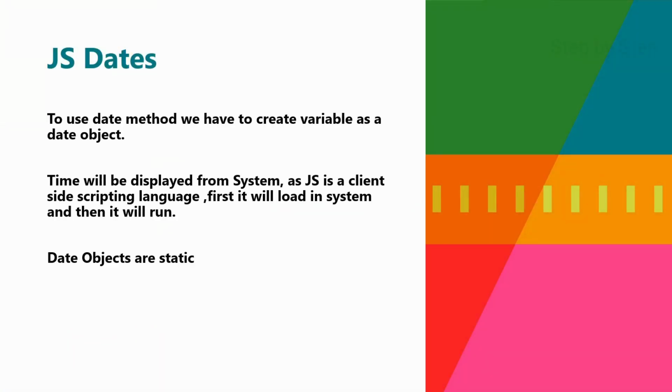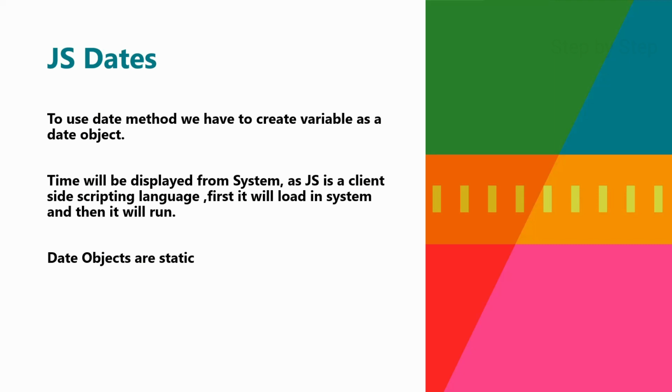So in JavaScript, to use date methods, first we have to create one variable as a date object. In the Math object, we have already seen we can directly use the properties without creating a Math object. But for using dates, we have to create a date object. We have to use the new keyword and create the date object. Whatever time is displayed using this date object, that time will be taken from our system.